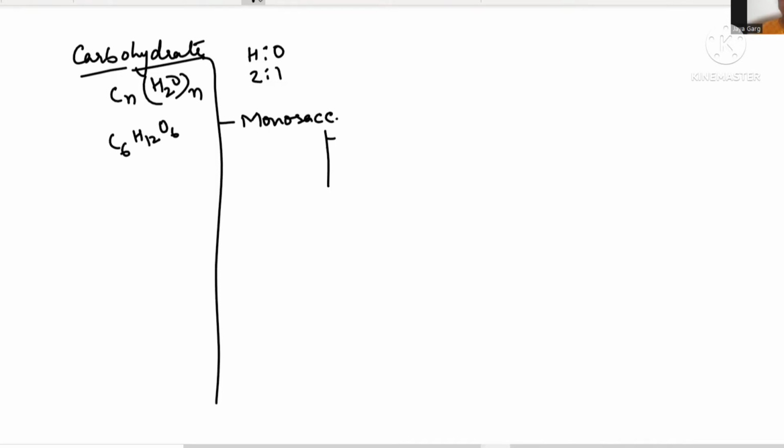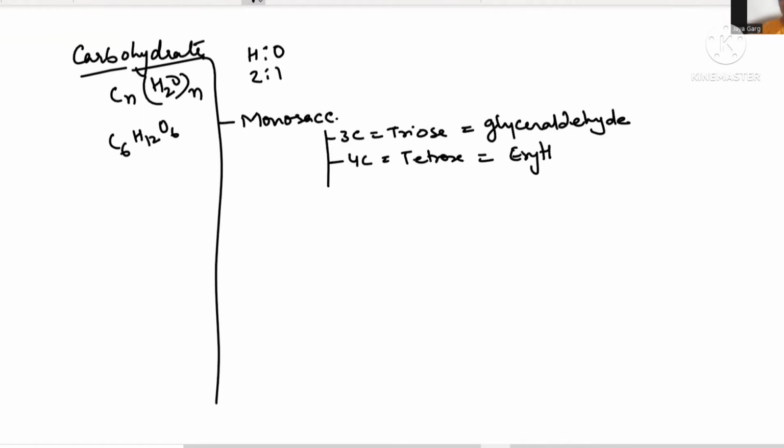Depending upon how many carbons, if they are of 3 carbon, you say triose sugar. Triose sugar example is glyceraldehyde. If it is of 4 carbon, you say tetrose sugar. Example is erythrose. 5 carbon, you say pentose sugar, and you will say ribose or ribulose.